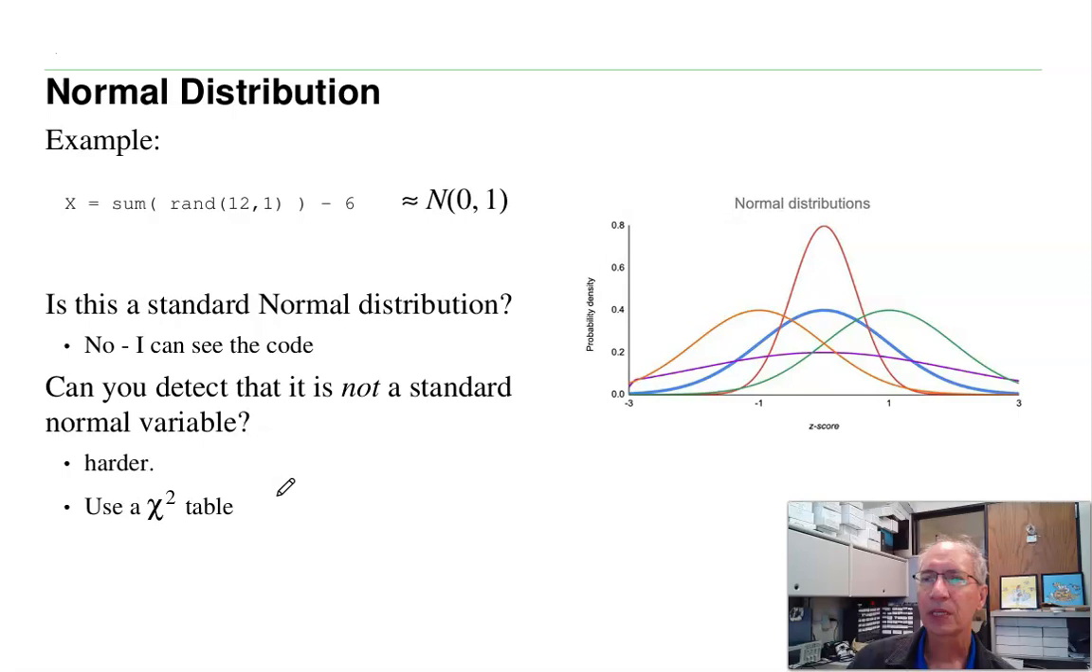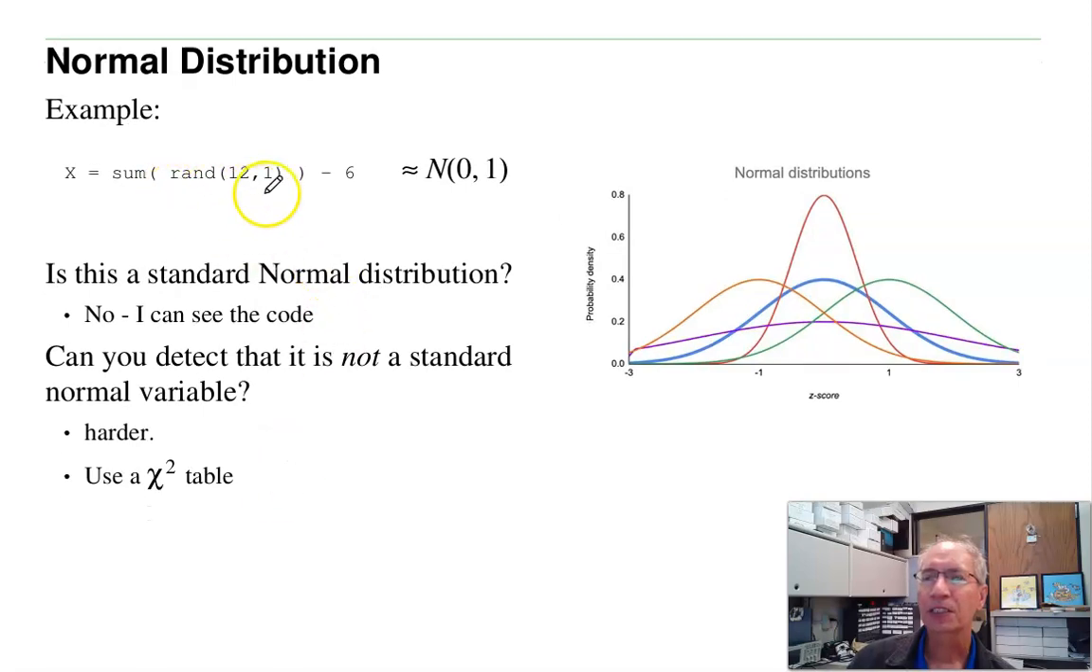So for example, suppose I take this. This is something we looked at before. If I add 12 uniform distributions and subtract 6, that looks like a normal distribution. That's the central limit theorem. Can I tell whether that is or isn't a normal distribution using a chi-square test?